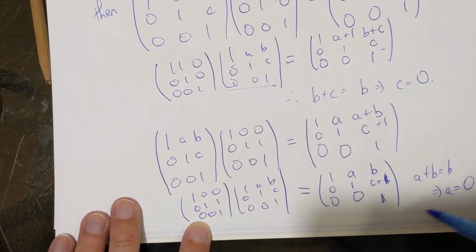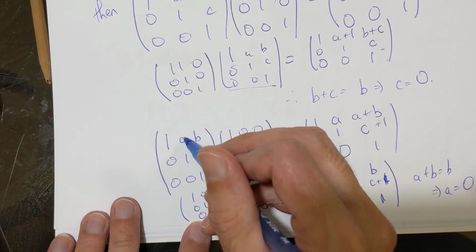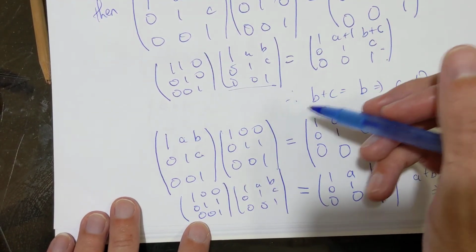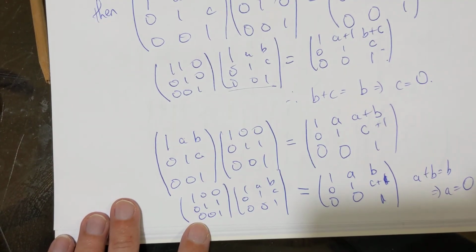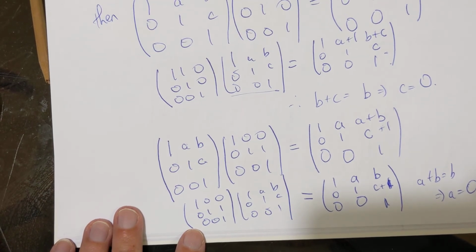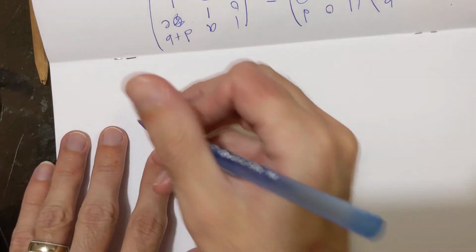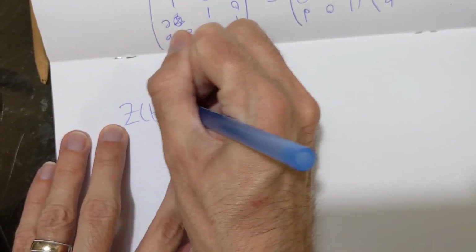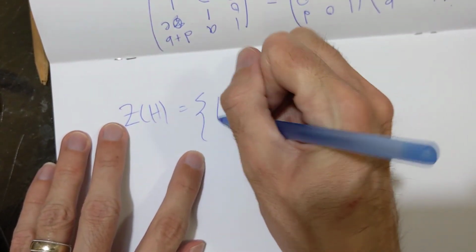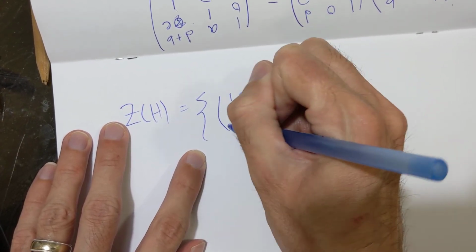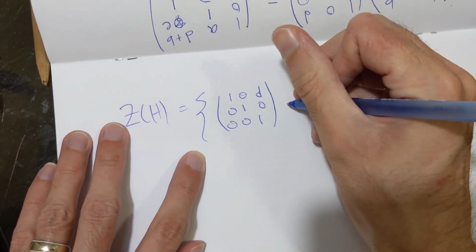And so we've shown in order for a matrix to be in the center, A and C have to be 0. In other words, our element is in our subgroup that we started with at the beginning. Therefore that shows us that the center of H consists exactly of these matrices.